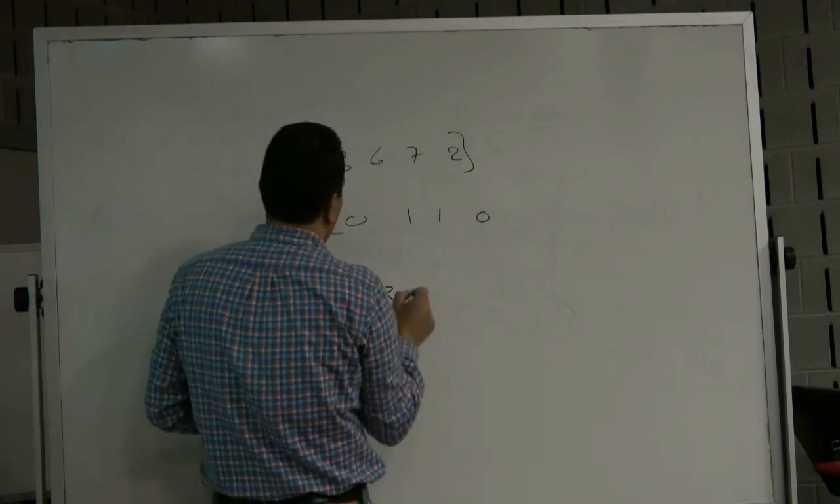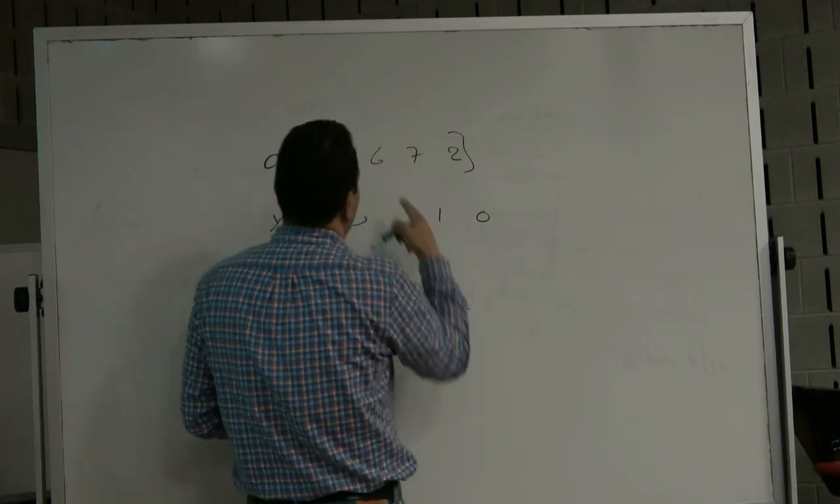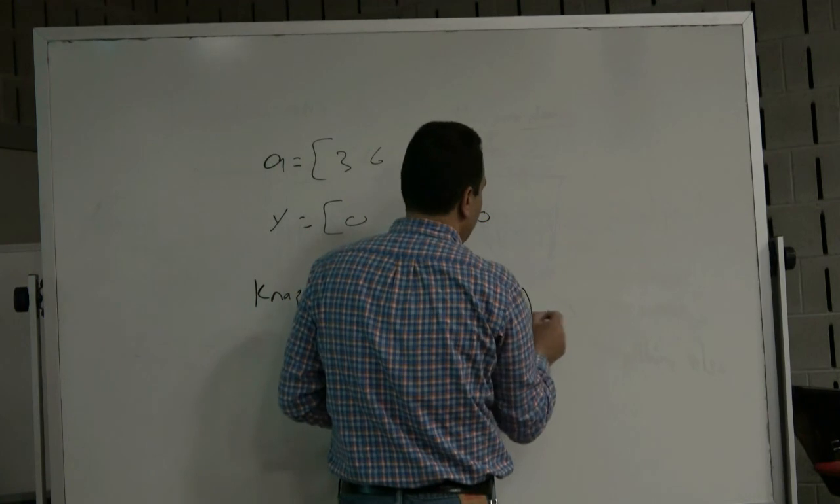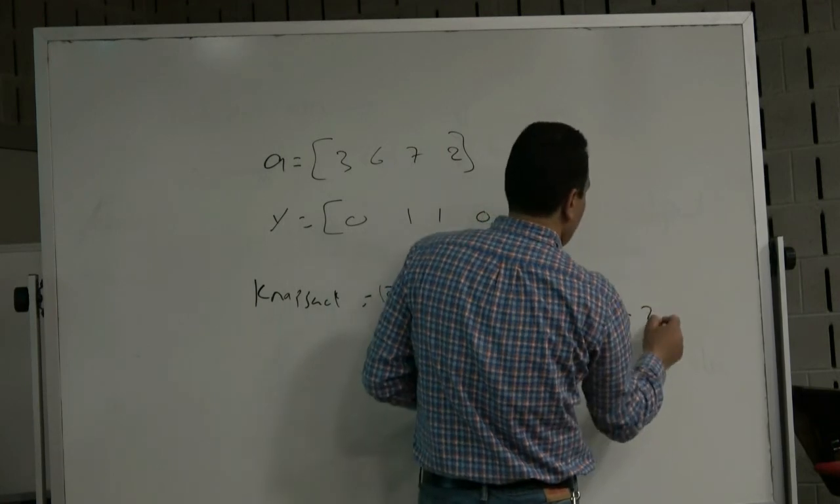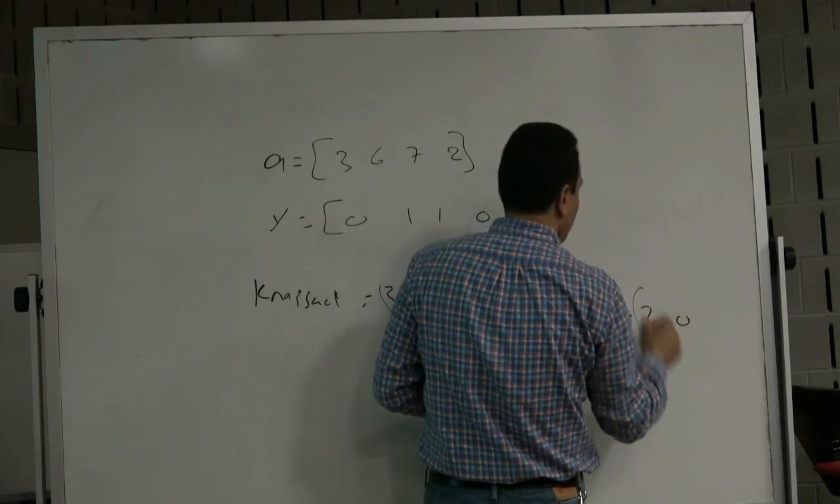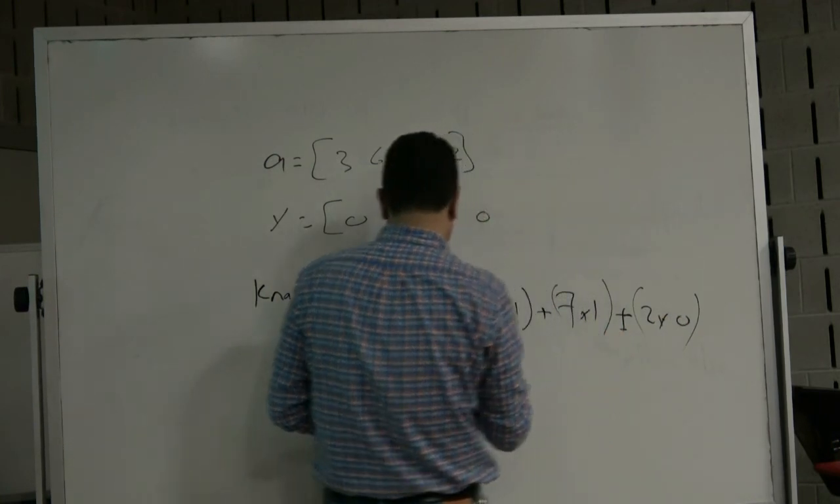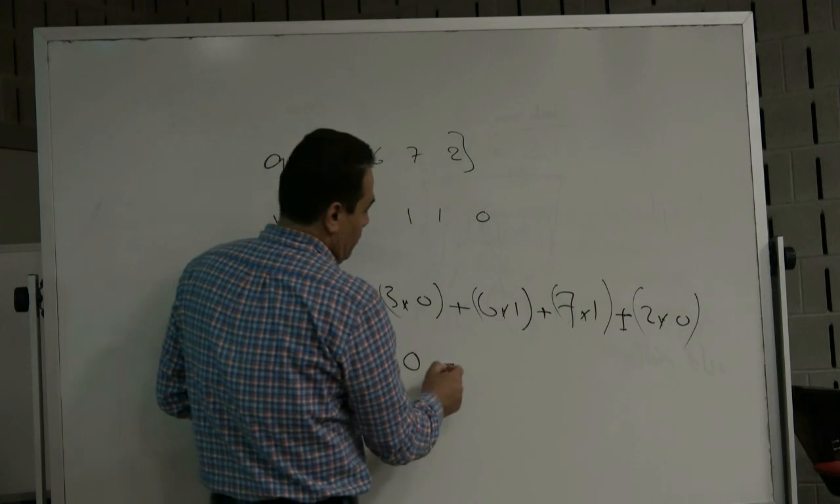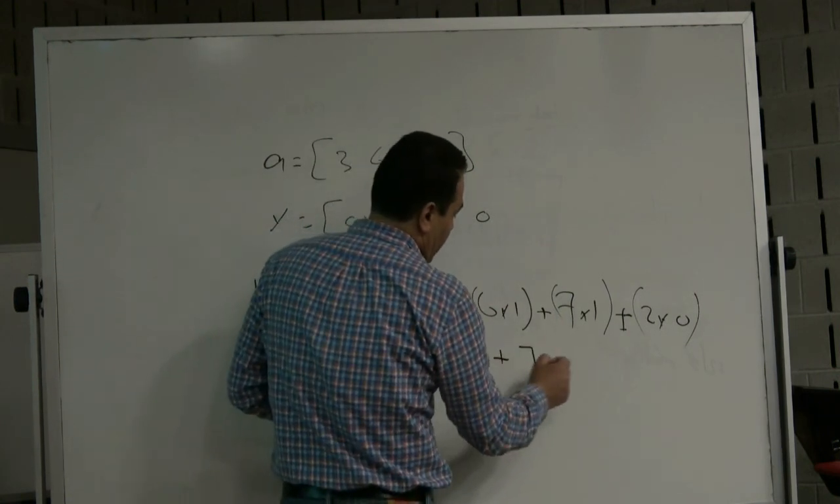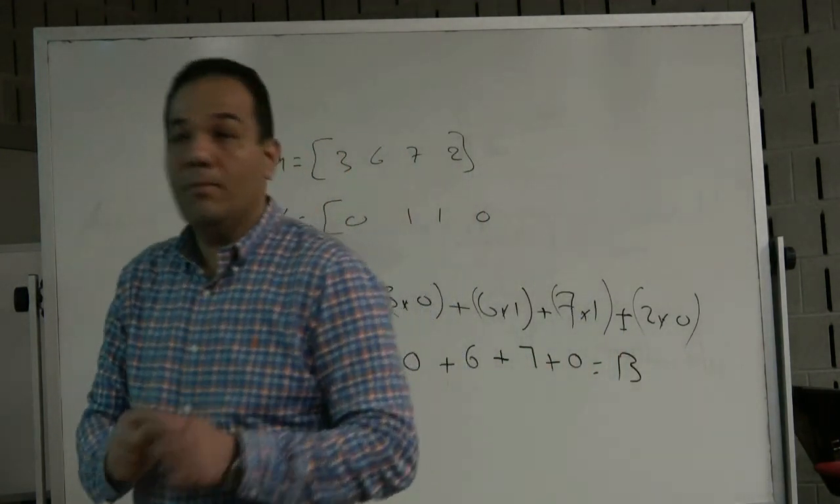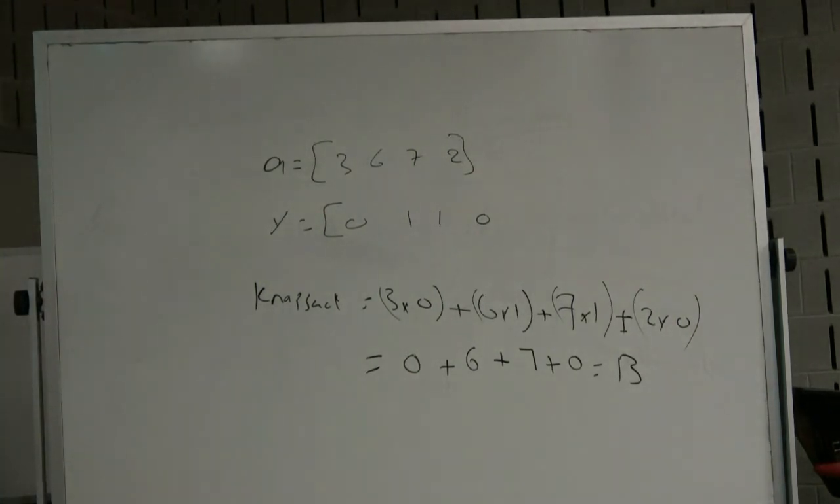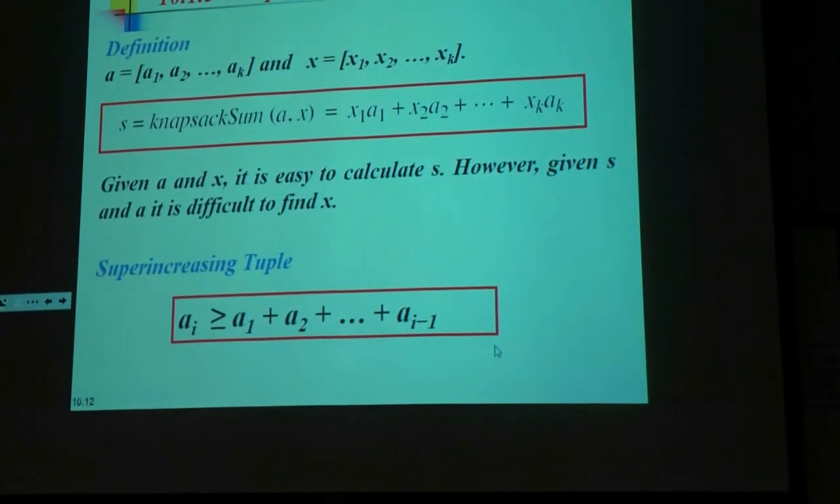3 times 0 plus 6 times 1 plus 7 times 1 plus 2 times 0. Let's write the times like that to make it clearer. So that equals 0 plus 6 plus 7 plus 0, which equals 13. All right? So given A and X, it is easy to calculate S. You see, we calculated it very easily. That's a function. Easy, right?